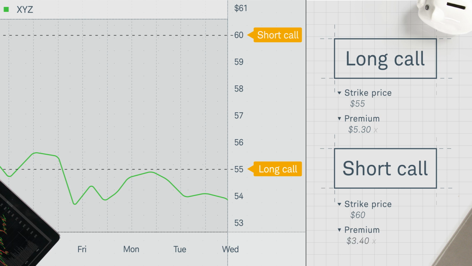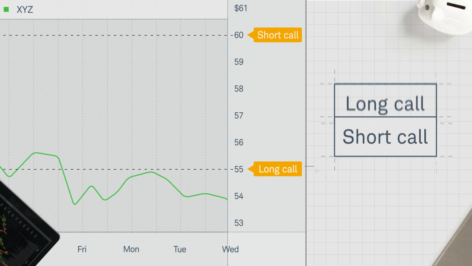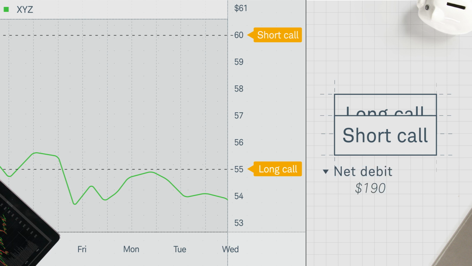With the standard options multiplier of 100 shares per contract, the total cost of this vertical spread will be $190 per paired contracts, or $530 minus $340. This is the maximum loss of this trade, not counting commissions and fees.